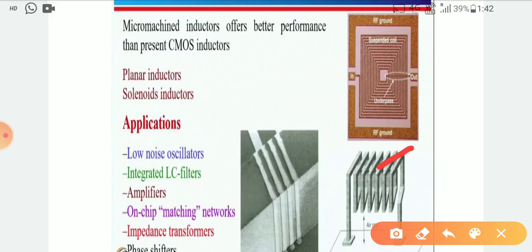In the case of the meander type structure, they provide a low inductance value, and this problem can be overcome with the help of solenoid inductors, but they are difficult to fabricate due to their 3D geometry.